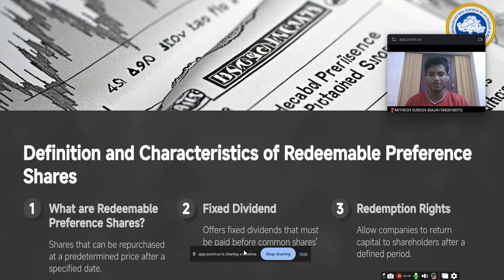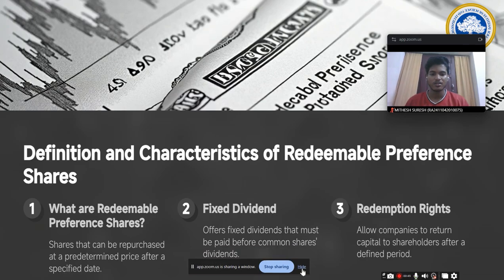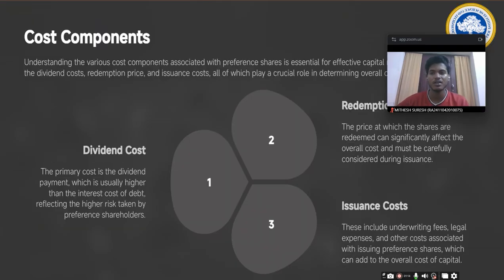So let's talk about the definition and the characteristics. Characteristics of redeemable preference shares. So redeemable preference shares are shares that can be repurchased at a predetermined price after a specific date, and offer fixed dividends that must be paid before common shares dividends, and redemption rights that allow companies to return capital to shareholders after a defined period.